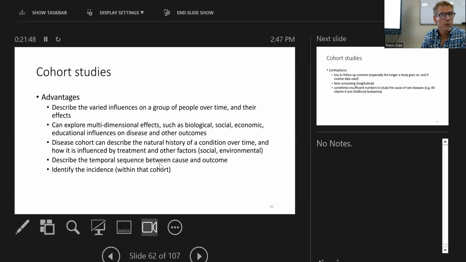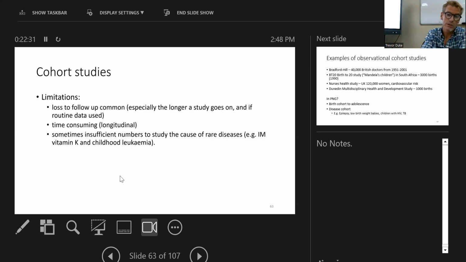It's good because it's longitudinal, so you can describe the natural history of a condition over time and whether, for example, it responds to treatment or doesn't respond to treatment, or recurs over time or recurs multiple times, relapses, etc., and the influences on that particular disease in a disease cohort usually. And again, you can identify the incidence within the cohort, because if you're looking for a disease within a birth cohort, then you can define the incidence of the disease in that particular cohort.